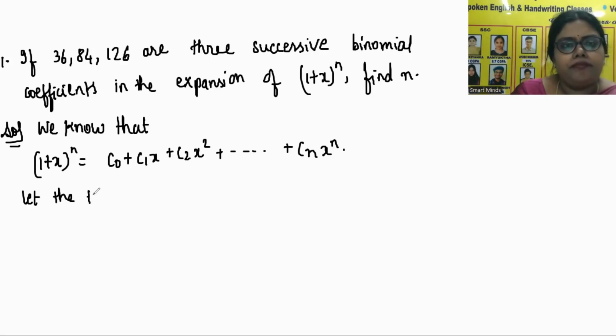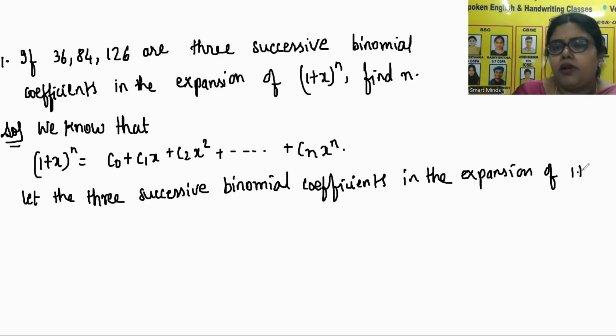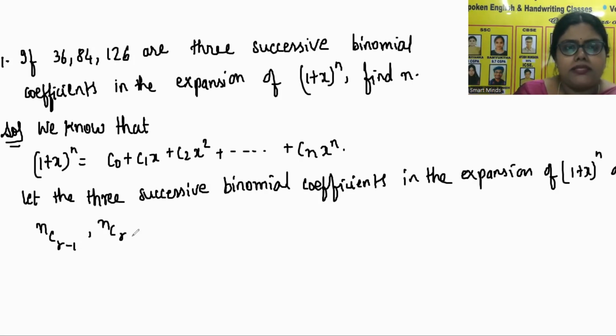Let the three successive binomial coefficients in the expansion of (1 + x)^n be nC(r-1), nCr, nC(r+1). But what is given to us?